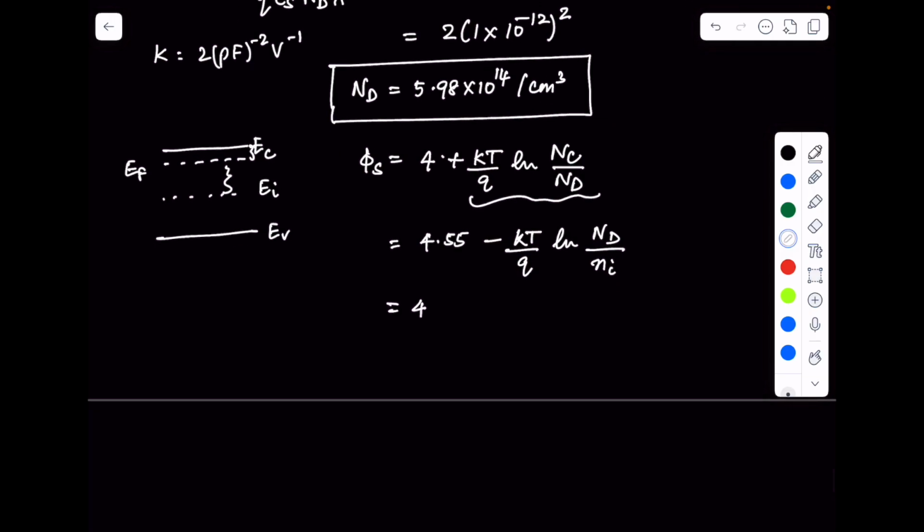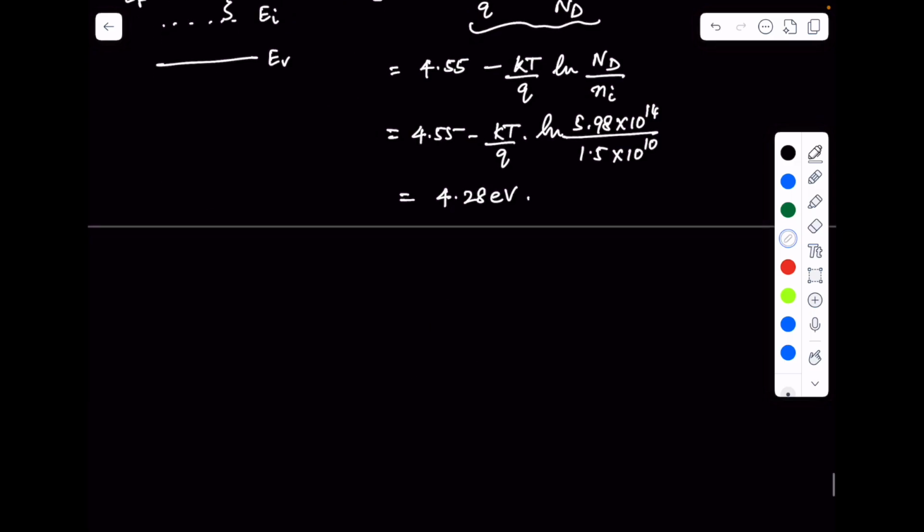So this is 4.55 minus kT by Q ln of 5.98 times 10 to the power 14 by 1.5 times 10 to the power 10. So this works out to 4.28 electron volts. So I know that phi s is 4.28 volts.